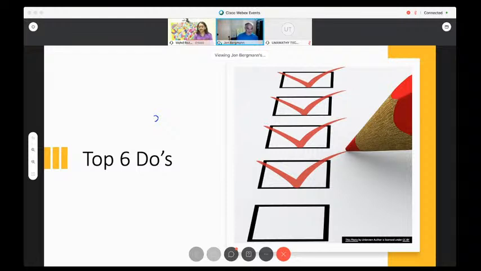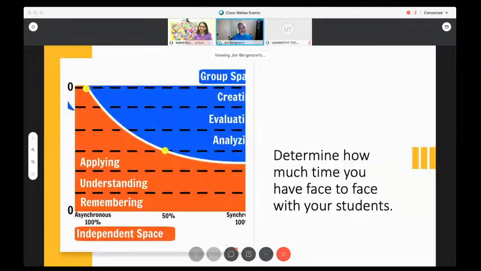So let me give you six do's, if you will, six things I would encourage you to do as you're planning your lesson. And the first one is similar to what we've already talked about. You need to determine how much time you have face-to-face with your student. By face-to-face, I mean, probably in a COVID world, in some kind of a synchronous WebEx, Zoom, whatever meeting. So where do you fit on this continuum?